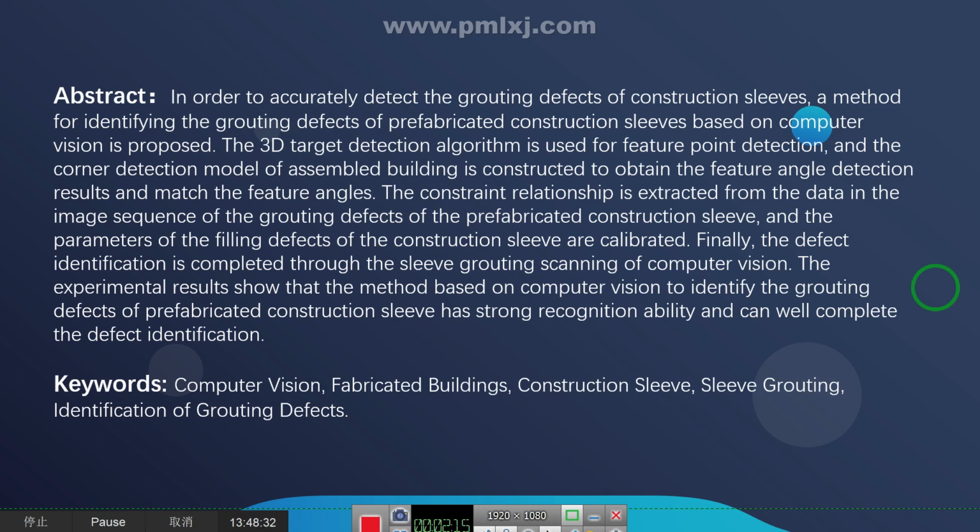Keywords: computer vision, fabricated building, construction sleeves, sleeve grouting, identification of grouting defects.